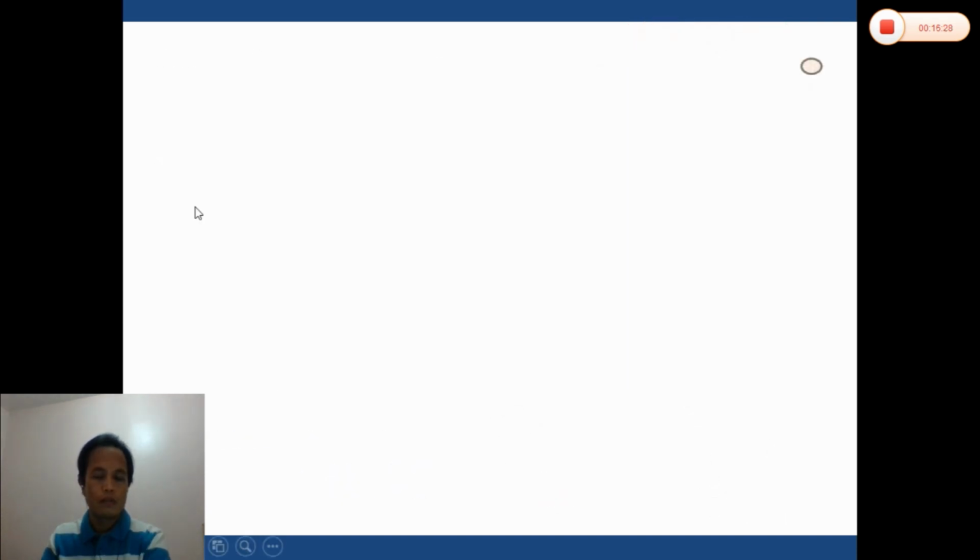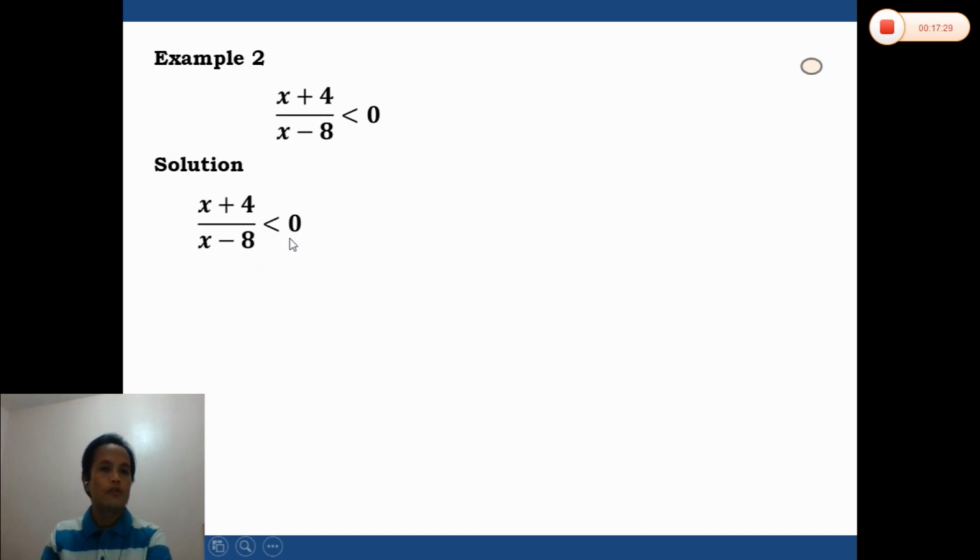Second example. So let's proceed to example 2. For example, we are given this inequality, x plus 4 over x minus 8 is less than 0. For this example, our right side of the inequality is already 0, so no problem with the right side. With the left side of the inequality, we also have one fraction, so there is no problem with the left side also. So to proceed with the solution, we will find the value that will make the numerator 0 and also will make the denominator 0. For this example, the value that will make the numerator 0 is equal to negative 4. And the value that will make the denominator 0 is positive 8.